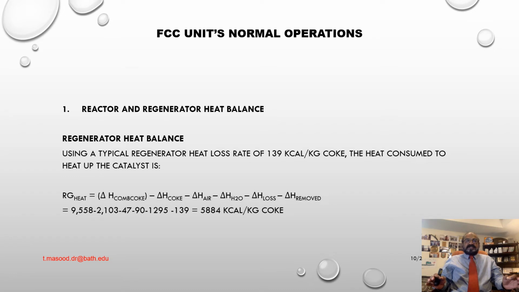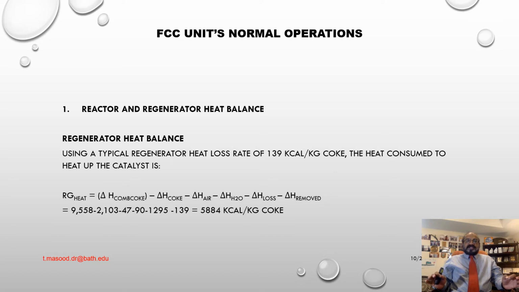Second is heat regenerator: 9,558 minus 2,103 minus 47 minus 90 minus 1,295 minus 139 is equal to 5,884 kilocalorie per kg coke.